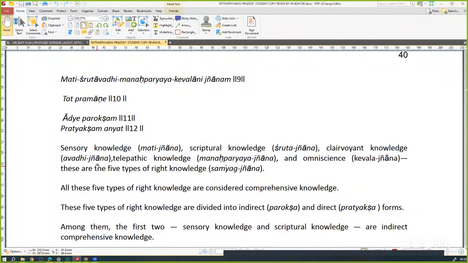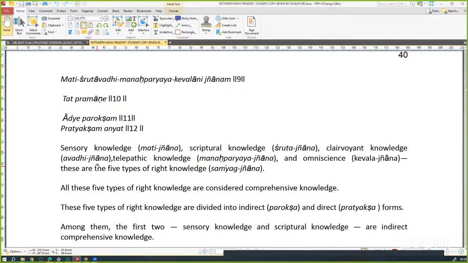The knowledge that arises with the help of the senses, mind, light, etc., is considered indirect comprehensive knowledge because it is dependent. However, the knowledge that does not require the assistance of senses, mind, light, etc., is considered direct comprehensive knowledge. Direct comprehensive knowledge is also of 2 types based on the distinction between partial and complete directness: desh pratyaksh, partial direct knowledge, and sakal pratyaksh, complete direct knowledge. Clairvoyant knowledge and telepathic knowledge are considered partial direct knowledge, while omniscience is considered complete direct knowledge.